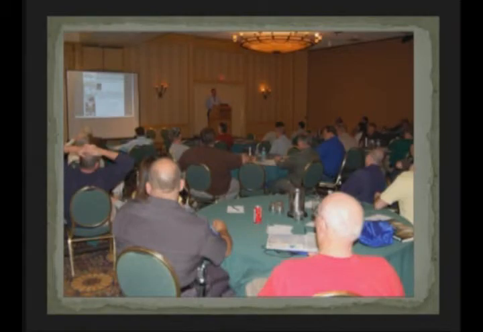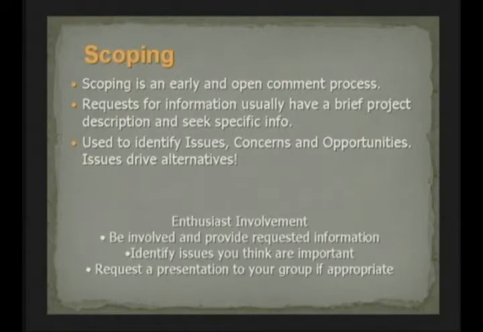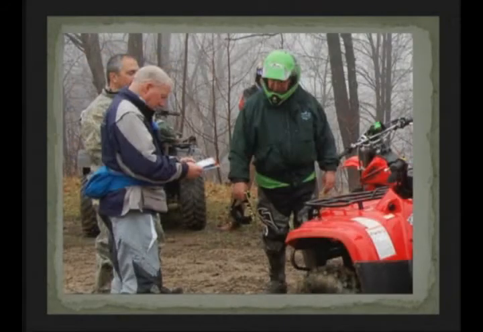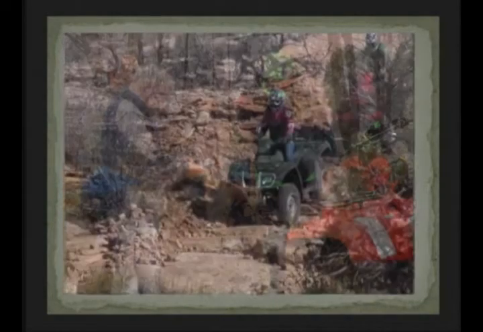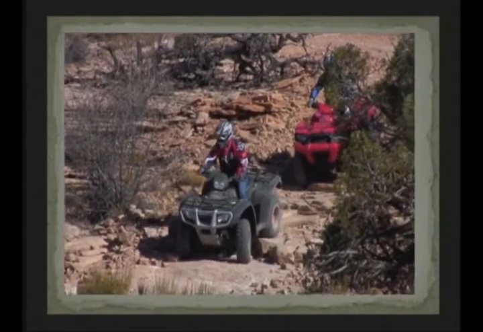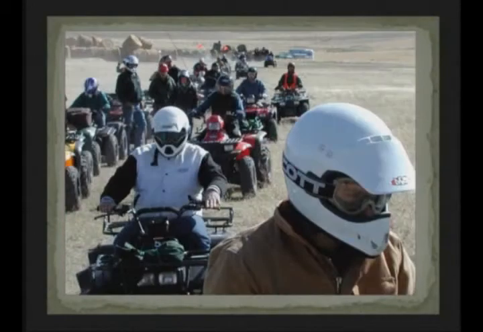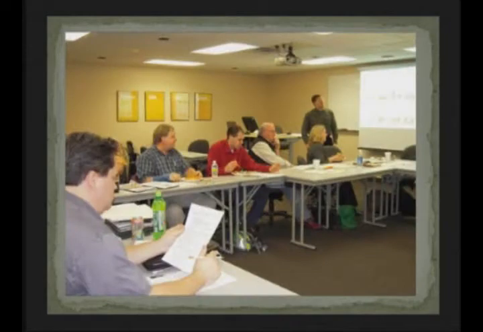Issues drive alternatives. If an issue is not identified during scoping, it does not need to be addressed in the NEPA process. Now, what do you need to do as an enthusiast? Be involved and provide the information requested. If recreational or public use that you think will be affected is an issue, then make sure it's brought to their attention. If you believe your group would benefit by getting more information, ask for a presentation to your group.